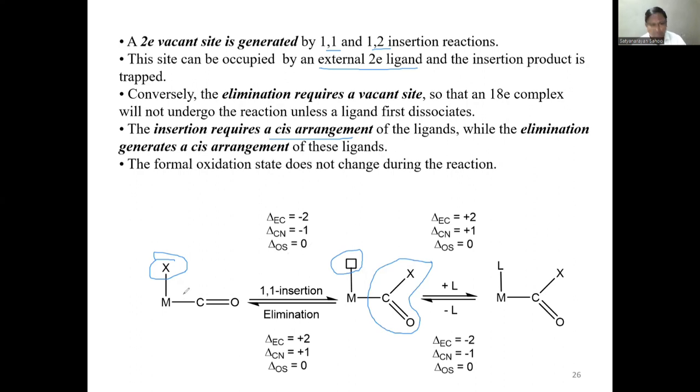Oxidation state does not change because this was -1, this is neutral, so metal is in +1 oxidation state. This is -1, so obviously metal is in +1 oxidation state. So after addition of this ligand, I can see the electron count changes by +2, the coordination count changes by +1, the oxidation state does not change. You can count by yourself. It's not that difficult. So the reverse process, first the ligand is dissociated. Then there is elimination reaction. We'll see the elimination reaction in detail. And this is the respective electron count change, change in coordination number or change in oxidation state.